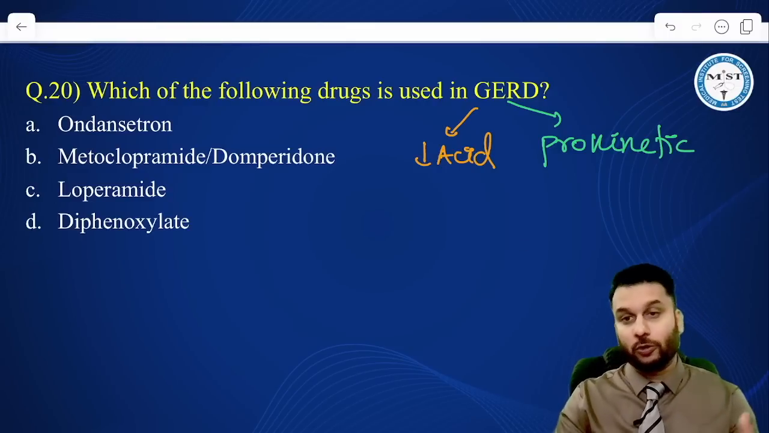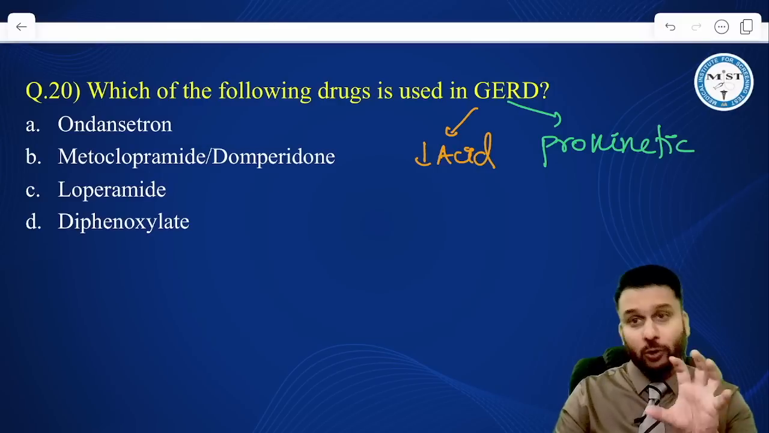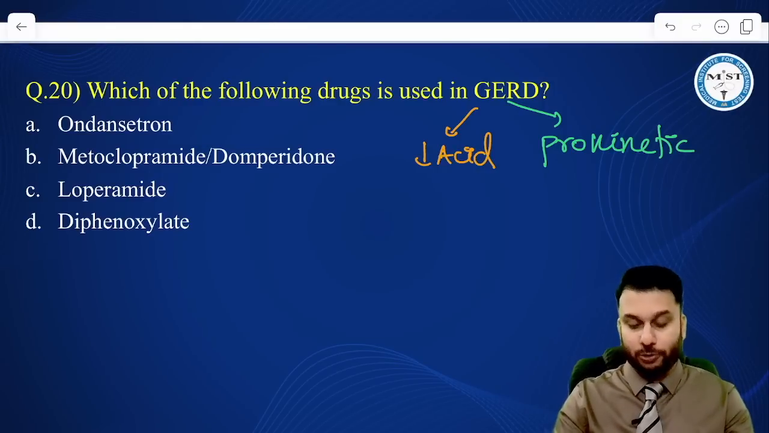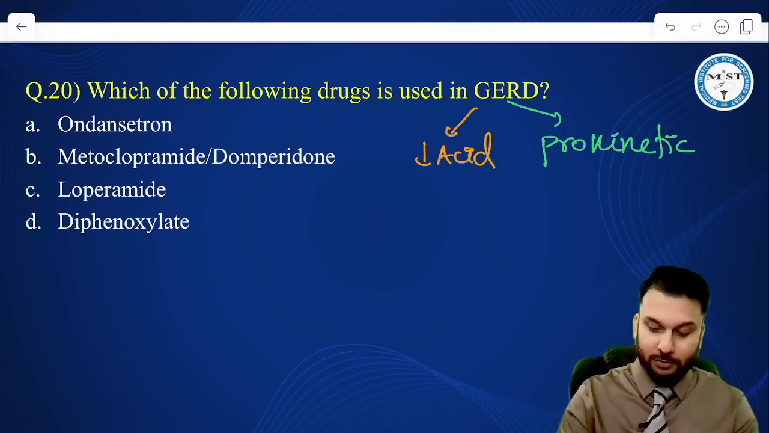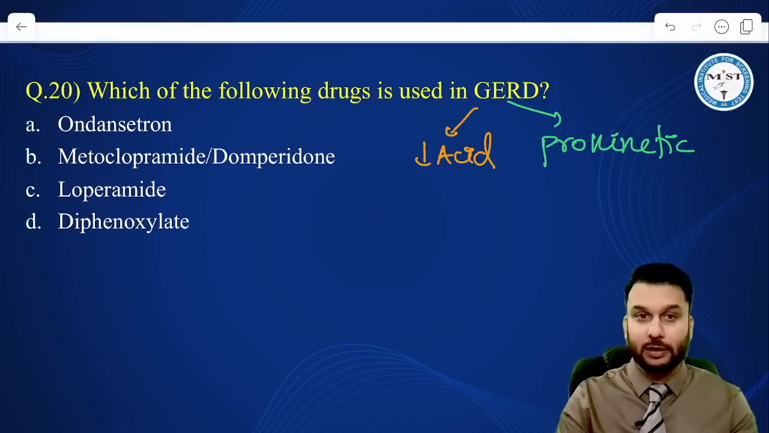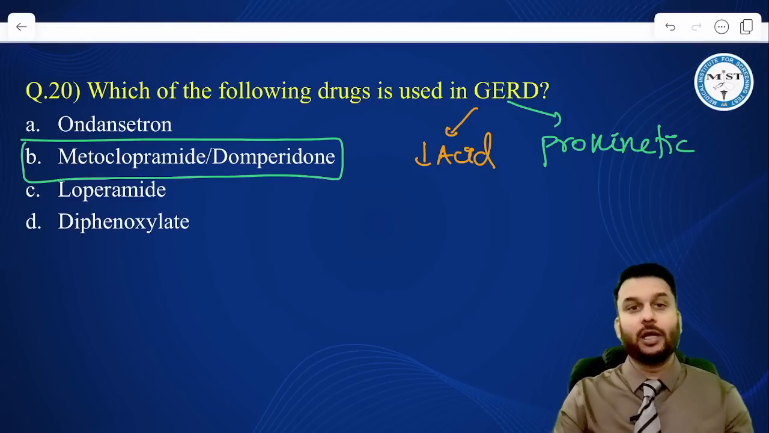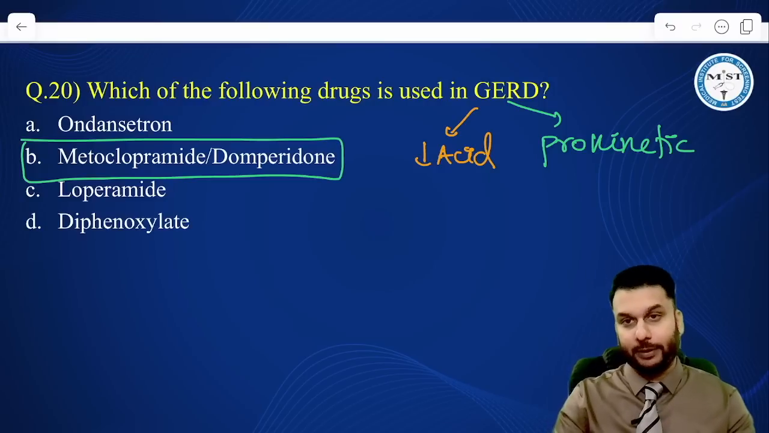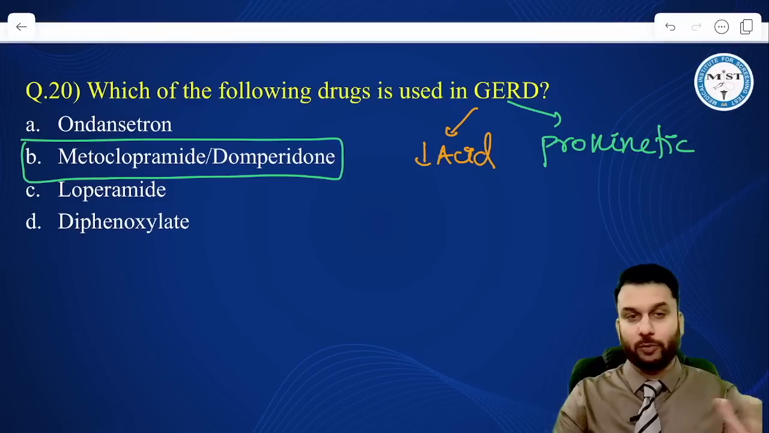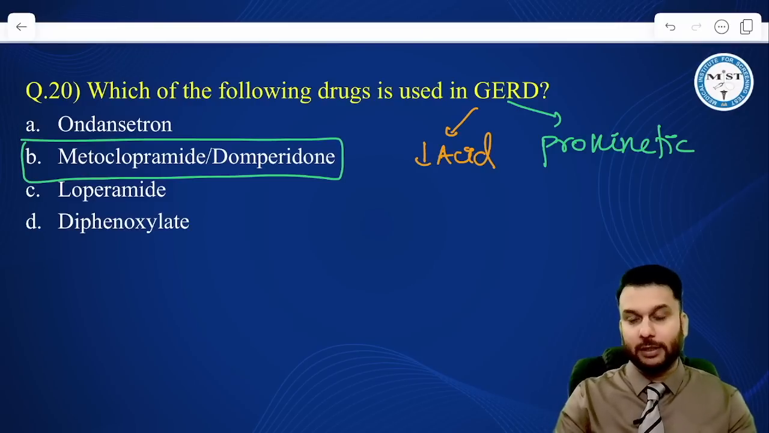Prokinetic drug. So doctors, if at all they asked you this question, I'm not sure how this question was exactly framed. See, if I were you, then I would have chosen this as the answer. The prokinetic drugs are metoclopramide or domperidone. Okay, so probably one of these should be the better answer.